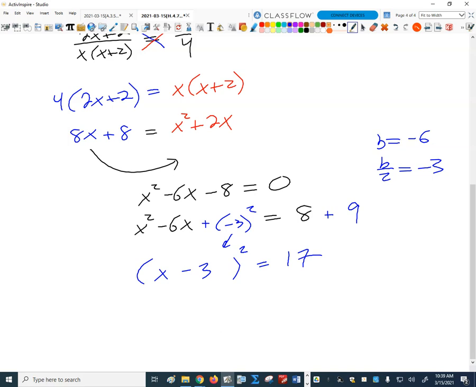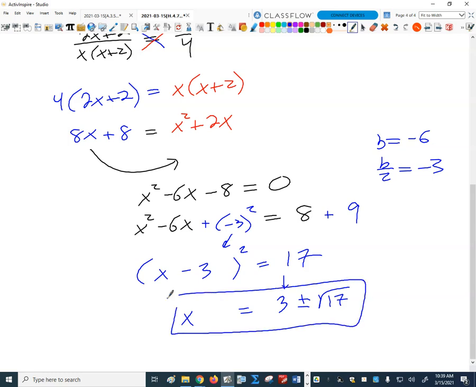And now I can just square root both sides and add 3. So I'm getting x equals plus or minus the square root of 17, and then I'm going to add my 3 right there. So there are my solutions to that.